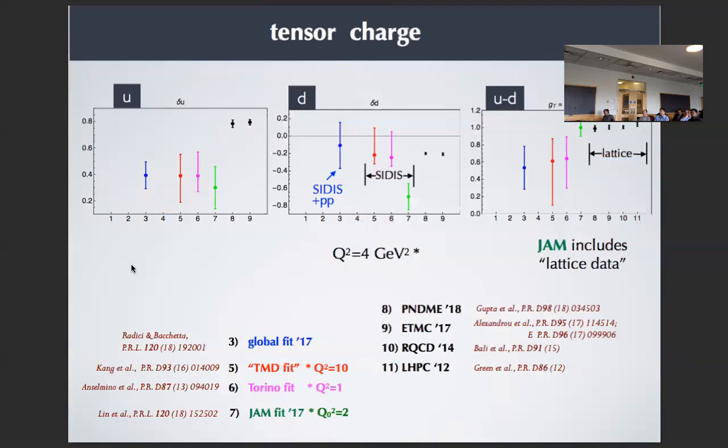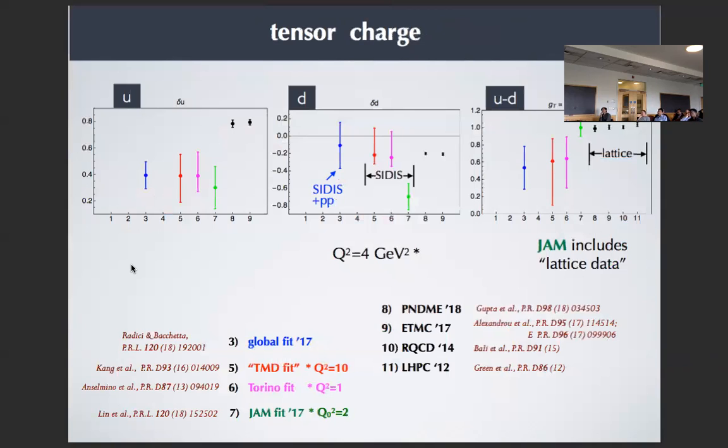Okay? And this brings me to comment on the black points here with labels 8, 9, 10, and 11. These are the results from some lattice collaborations, the most recent ones that I found in the literature. With label 8, I indicate the results from the PNDME collaboration. With label 9, the results from ETMC. And these two are the only ones that also compute disconnected diagrams, and therefore they are able to address the separated flavor results for the tensor charge for the up and the down separately. And with labels 10 and 11, I list the results from the RQCD and LHPC collaborations.